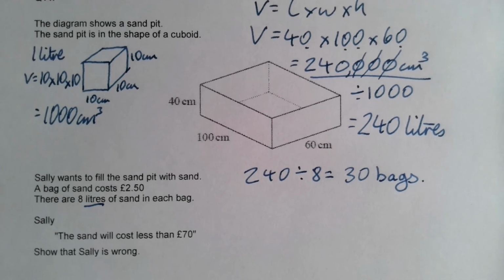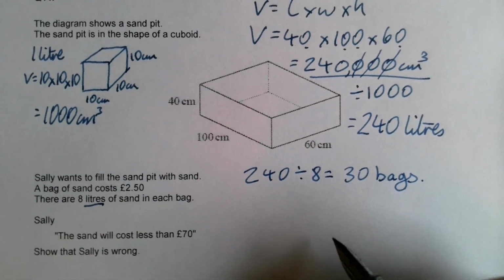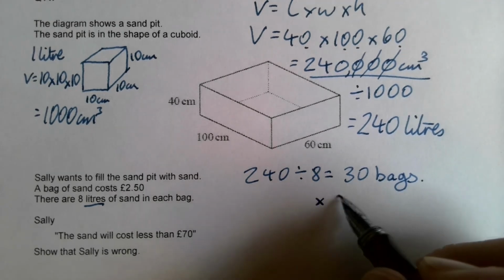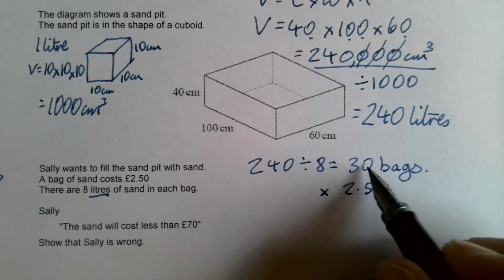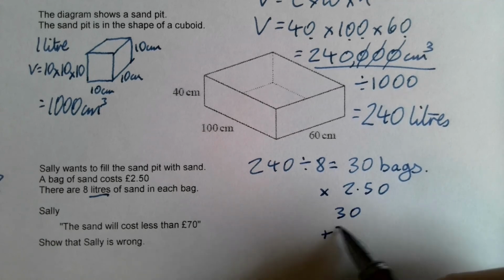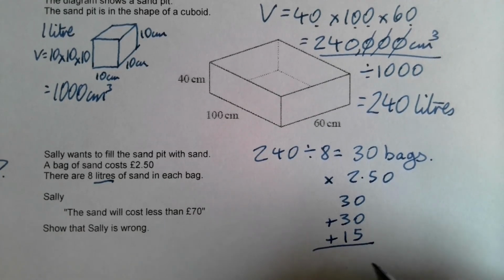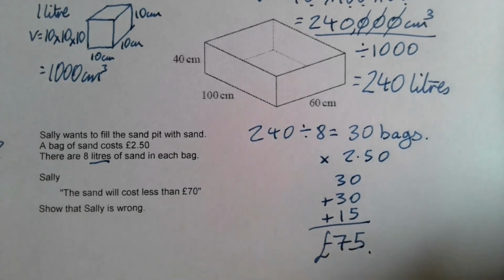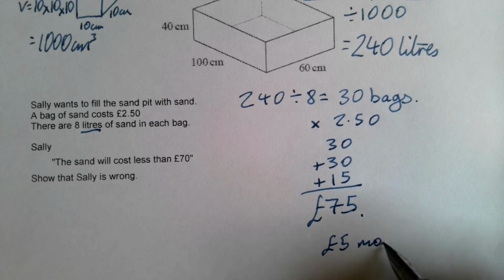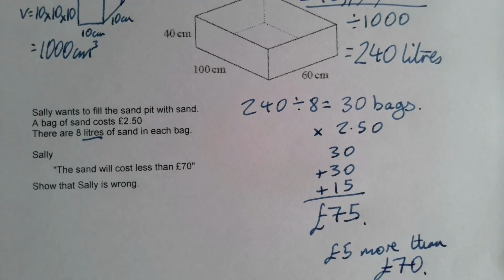And then every bag costs £2.50. So times by £2.50. So that means 2.5 30s, doesn't it? So 30 plus 30 plus 15. So it's going to cost £75, which is £5 more than £70. You don't need to write that last bit on. You just need to make sure that you've shown that it equals £75. And there we are done.